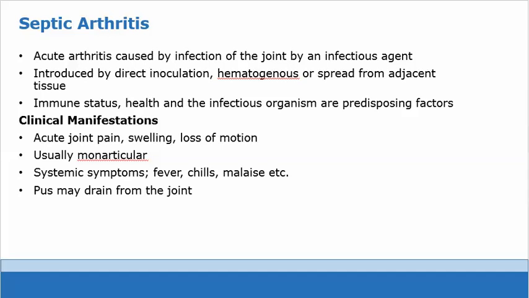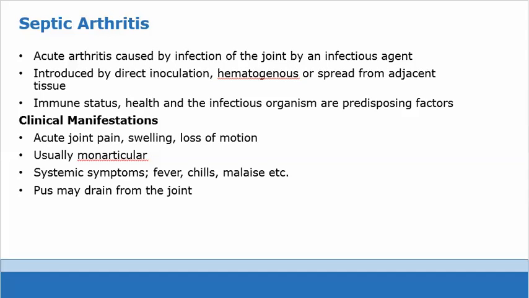This is found on page 609 in your textbook. So really, what we're going to talk about here is bacterial arthritis. It's an acute arthritis, and it's caused by an infection within the joint capsule of an infectious agent, like a bacteria, if it's bacterial arthritis.